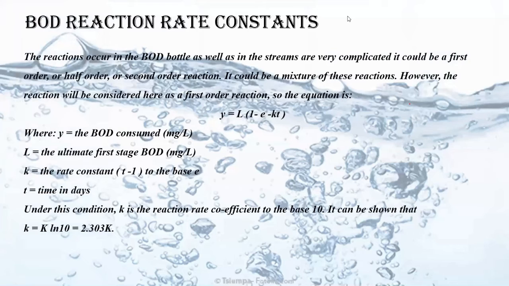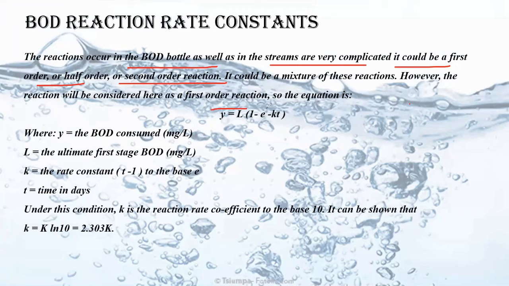BOD reaction rate constant. Basically, the reactions that occur in the BOD bottle as well as in streams are very complicated: first order, half order, second order. Here we need to know about chemical kinetics. I think you remember chemical kinetics: zero order, first order, second order, half order, that we have studied, but you may have forgotten. No need to remember all that again.